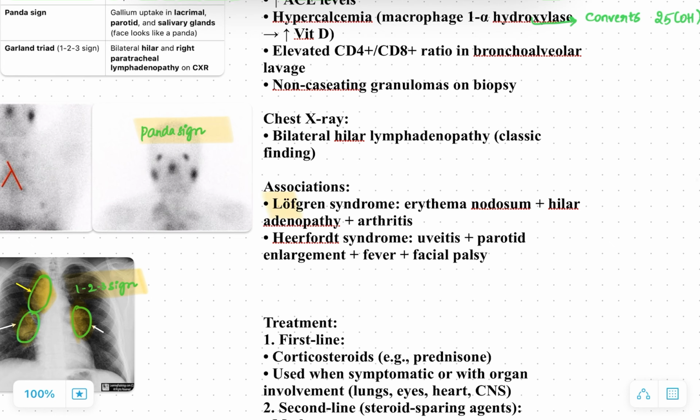So the associations are Lofgren syndrome and Heerfordt syndrome. Lofgren syndrome is erythema nodosum plus hilar lymphadenopathy and arthritis. Heerfordt syndrome is uveitis, parotid enlargement, fever and facial palsy.